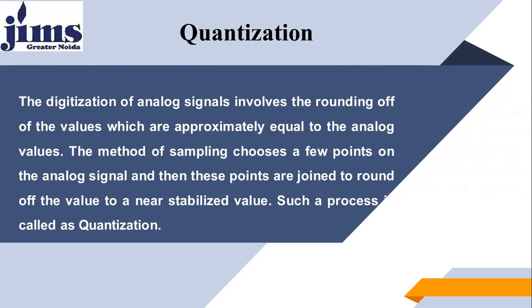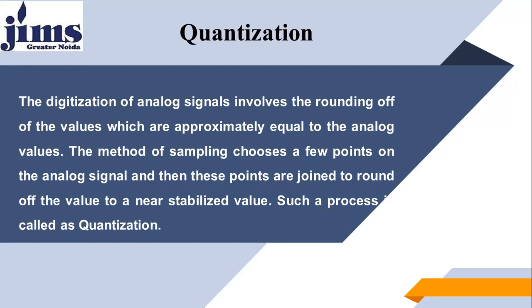The digitization of analog signals involves the round off of the values which are approximately equal to the analog values. The method of sampling chooses a few points on the analog signal, and these points are joined to round off the values to a near stabilized value. Such process is called quantization. Now, try to understand this particular concept.